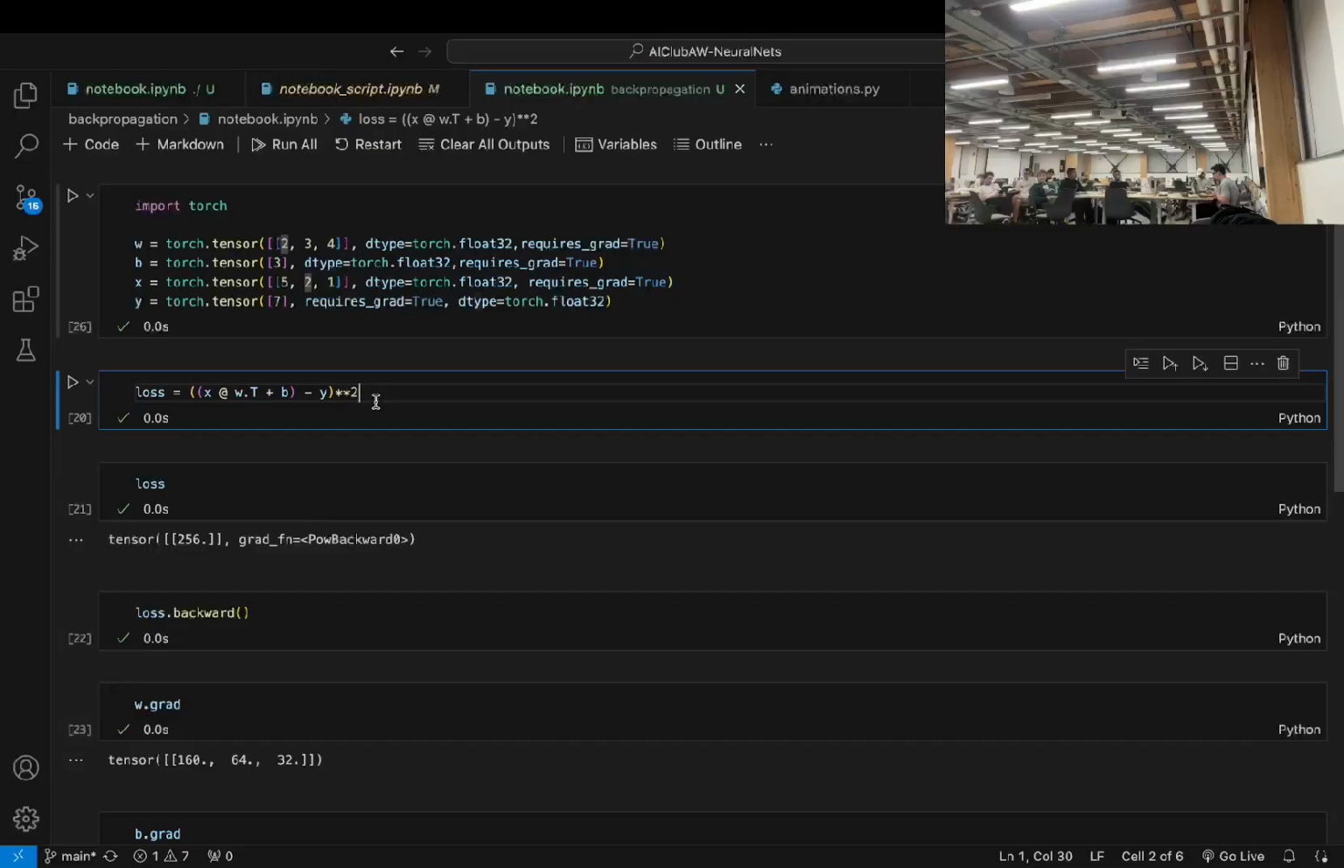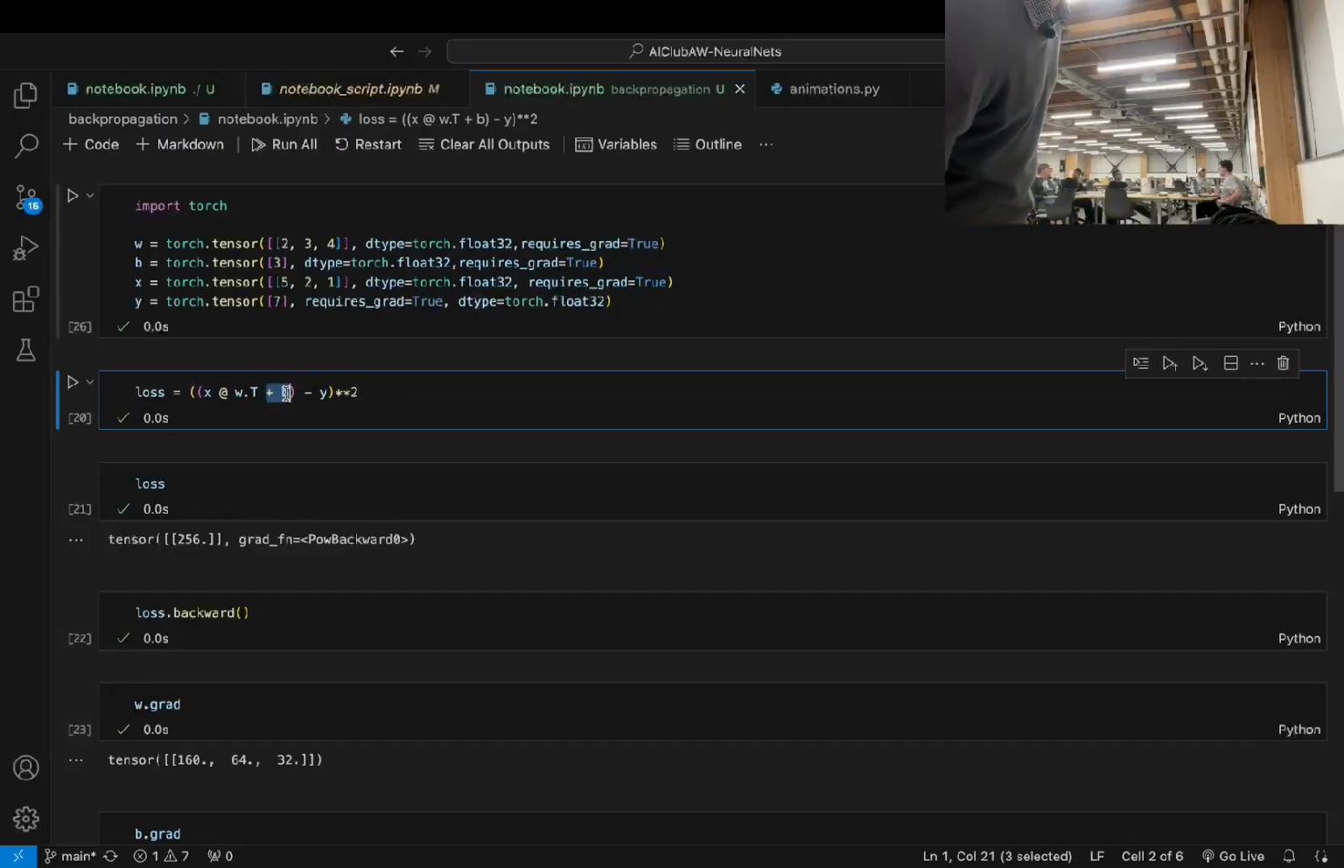And so now what is going to be the resulting shape of the product of these two? The shape is 1 by 1. It's like a matrix that has only one value, but it still needs to be in that shape. Now we add the bias, so bias is just going to be an addition to that one element. And then we subtract y.